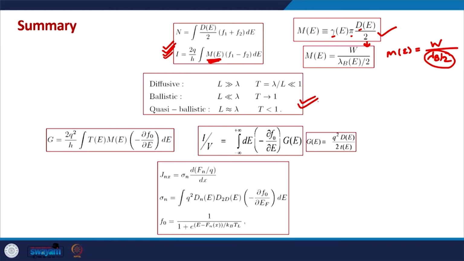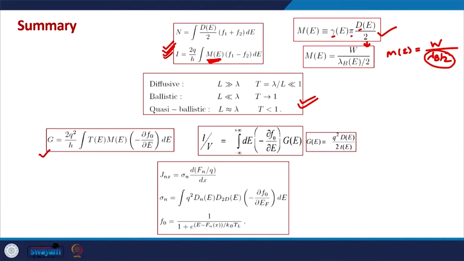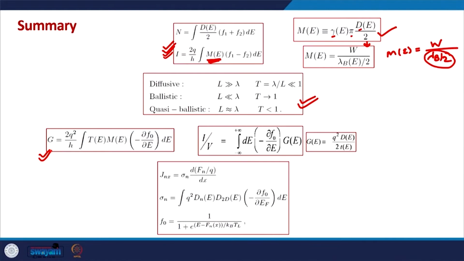Then we saw how the current expression changes in case of diffusive transport, and for that we used Fick's law. We could use that because we assumed an E-k parabolic relationship, and we could assume that the electron wave packet is like a classical particle. Then from this current expression we deduced that the conductance at near equilibrium transport, when the applied voltage is a small voltage, is given by this expression.